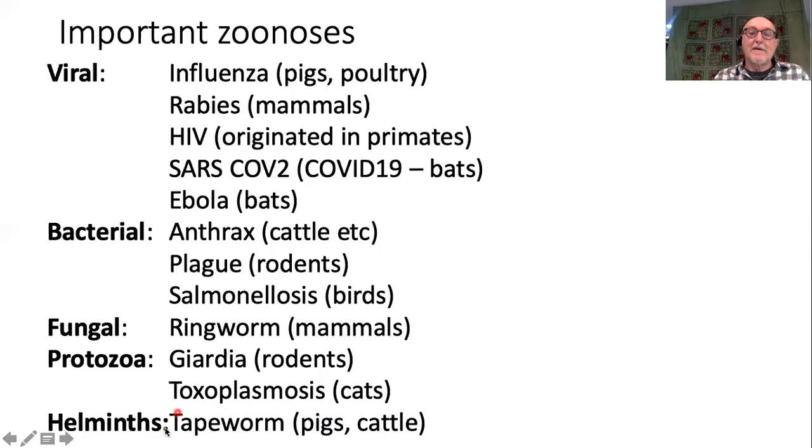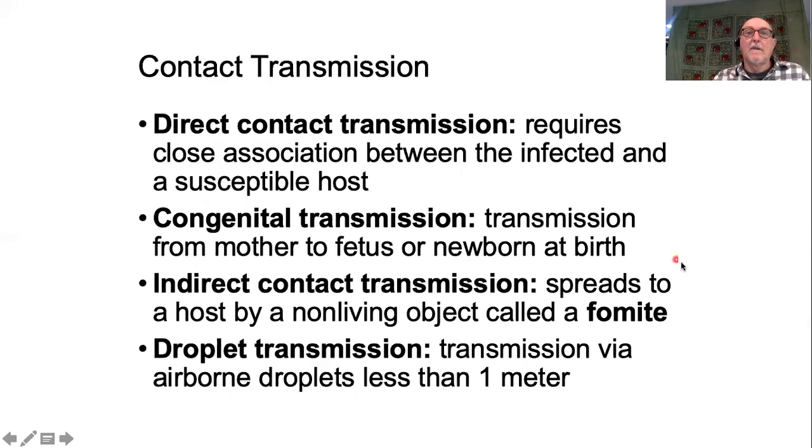Then lastly, many of our parasites, tapeworm, roundworm, these sorts of things, are actually held in animal reservoirs, and we acquire them often from consuming animal products. So this brings us to the issue of transmission.